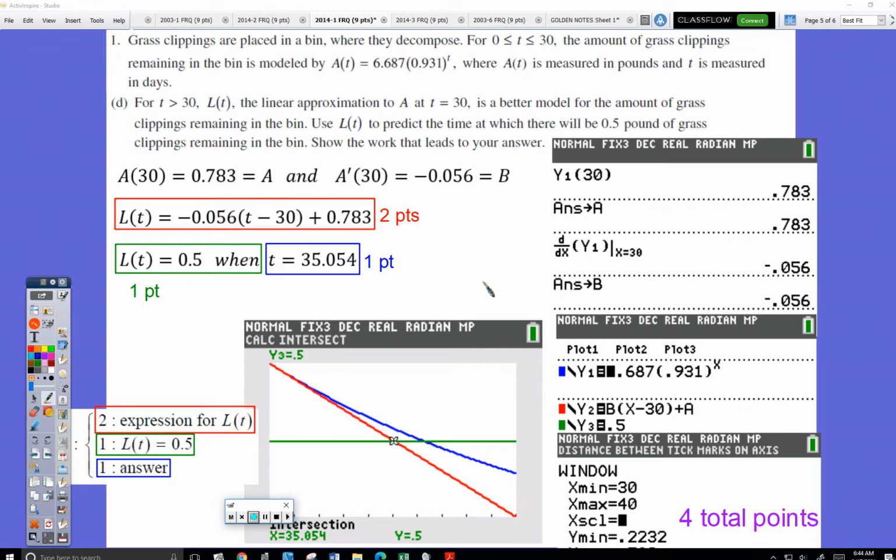Part D, for time greater than 30. Remember, the problem started out just going from 0 to 30. Now they're saying that time is above 30 days. There's this new formula called L, and that formula L is a linear approximation to A at day 30. Let's stop and think about that. So that means you have a graph of A, which we've already shown we can plot. That's the blue.